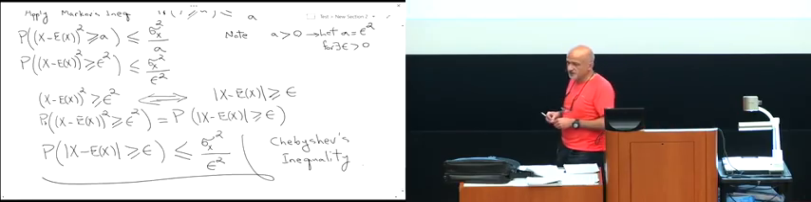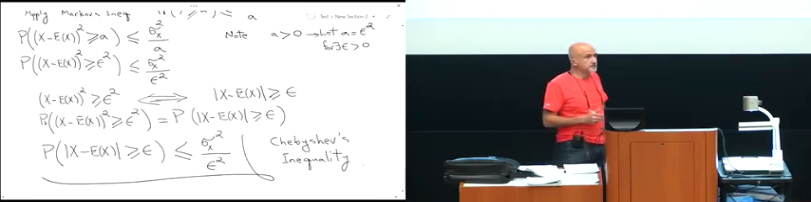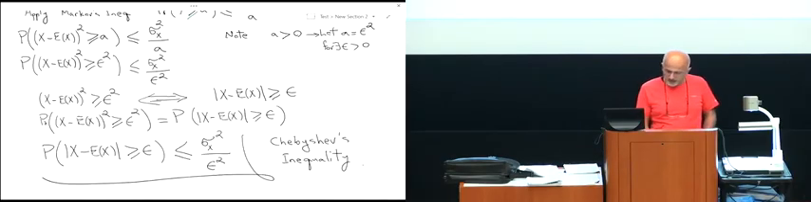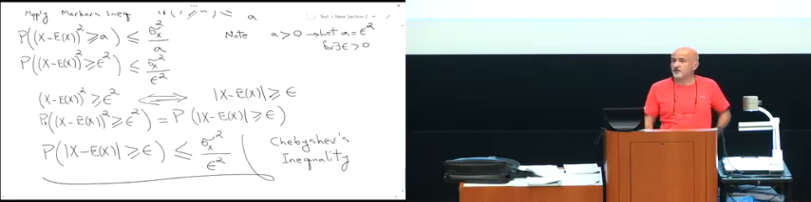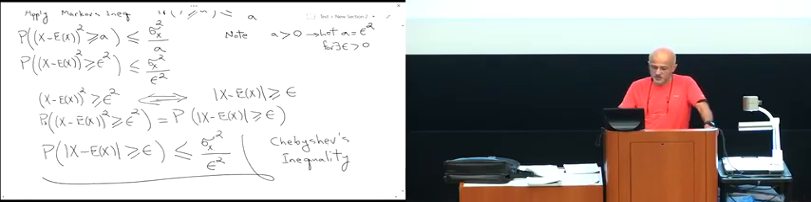Now, the interpretation of this inequality is important. If the spread or the variance of a random variable is small, it means that the probability that it deviates away from its center of mass is also small.